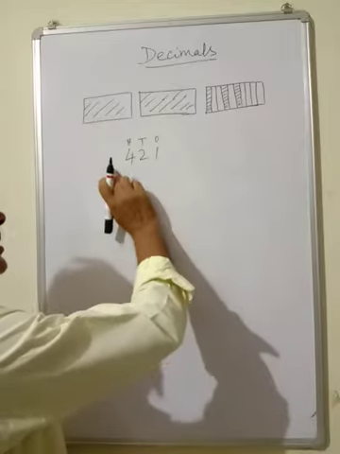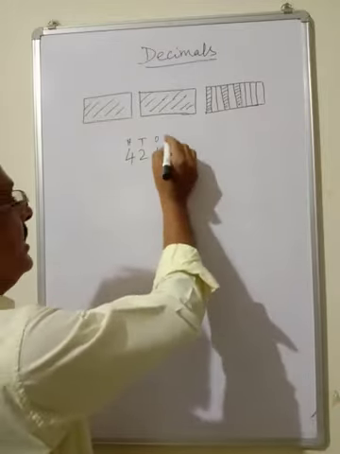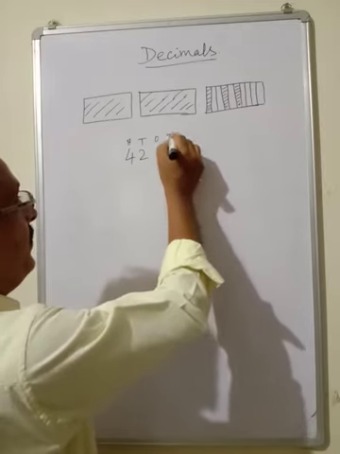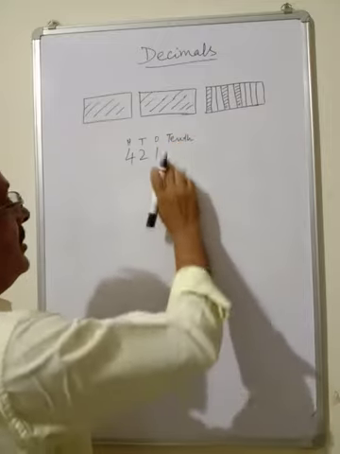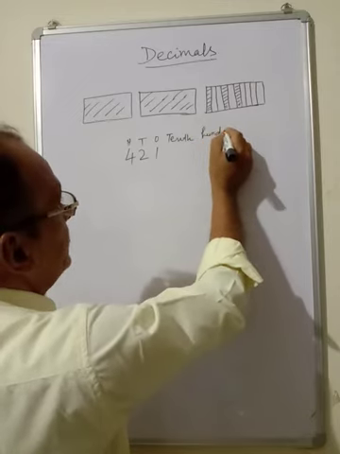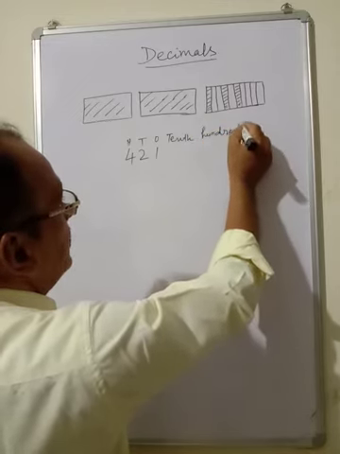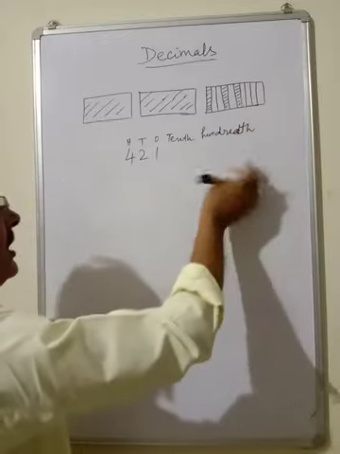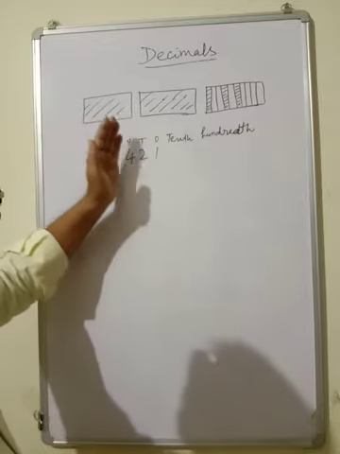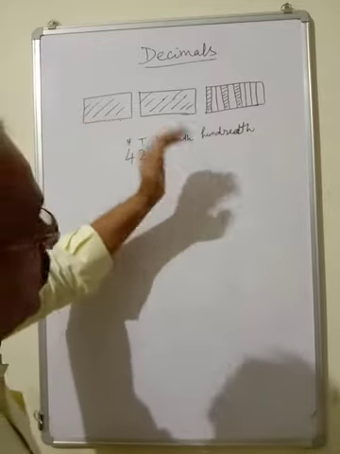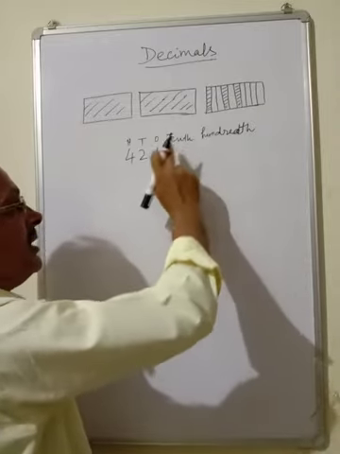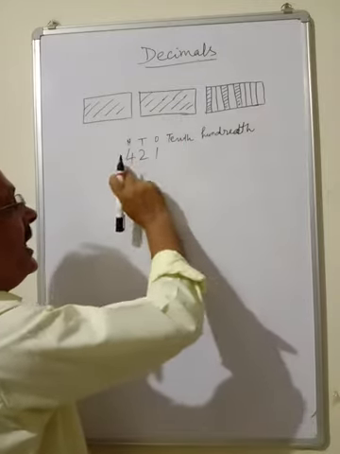So this side again, this place is tenths. After tenths, the next place is hundredths. When you are going left to right, children, this side hundreds, tens, ones. After ones, we are going in decreasing order. After ones, this will be tenths, meaning you have to divide by 10.